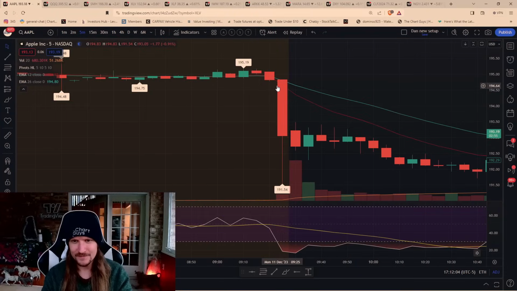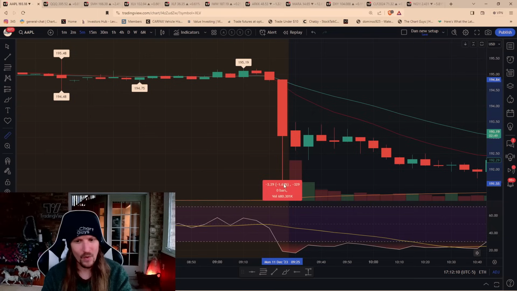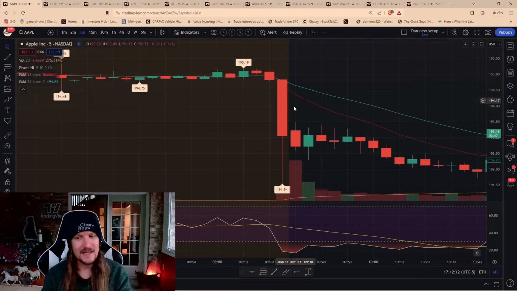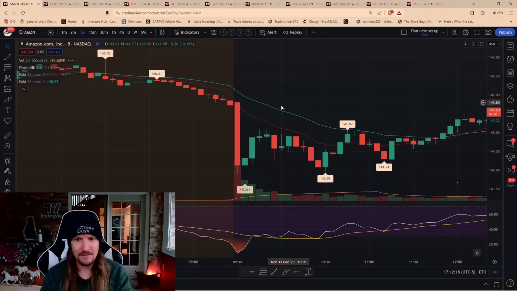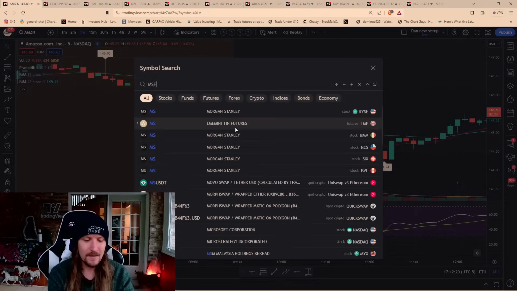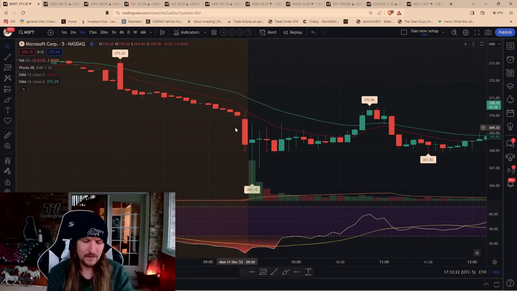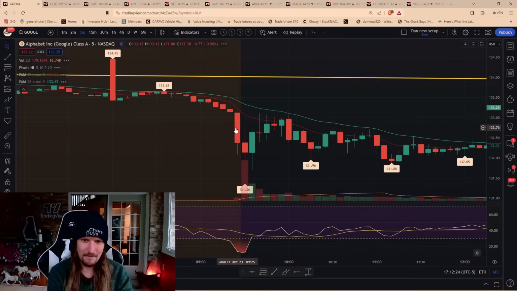Look at that candle. This is a huge candle at 9:25. And that candle dropped the price 1.5% in 5 minutes. And then the bell rings and we grind down. And you could just go through the whole list: Apple, all the most important names in the market. Apple, Amazon, Microsoft, Google, Meta.